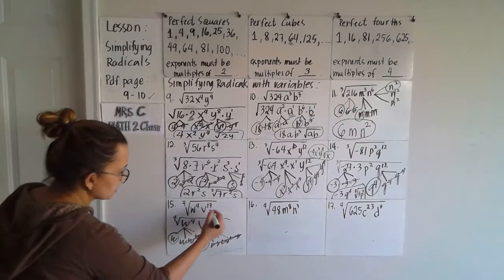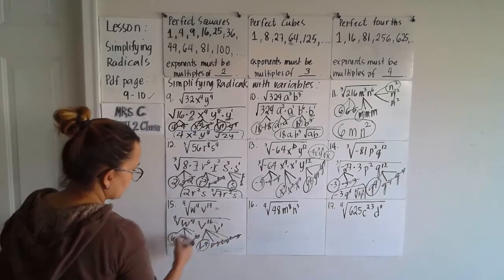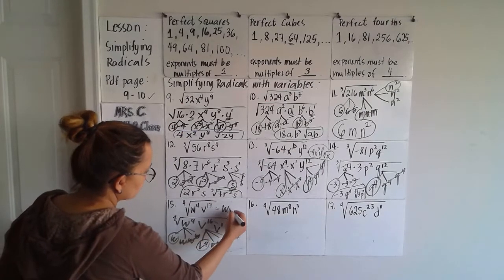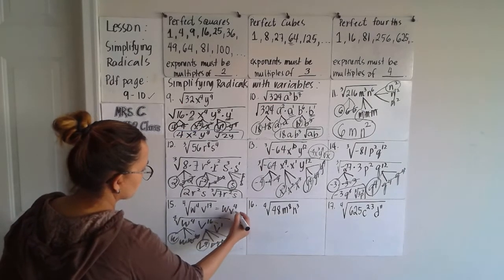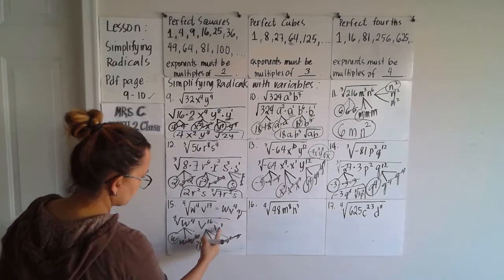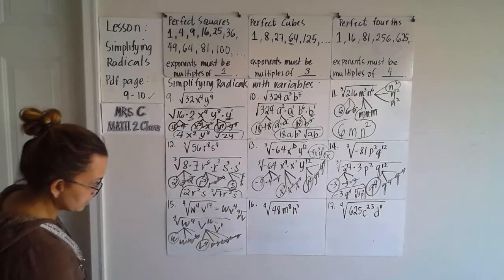So the answer is what? That will be w v to the fourth root of v. Am I right?